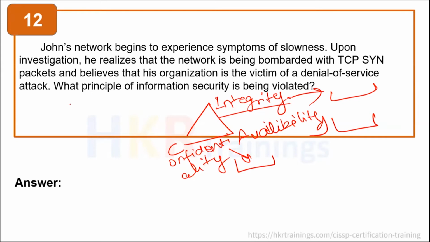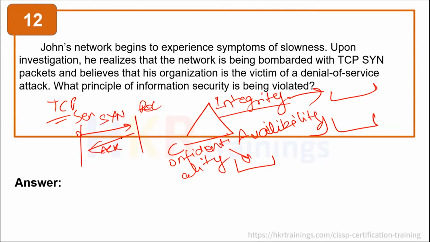So what TCP SYN is, when we open a TCP session, what happens? This is my sender, this is my receiver. Your sender sends a SYN request to the receiver. The receiver acknowledges your SYN packet and sends its SYN. And then you send a final acknowledgement to the receiver's SYN. And hence your three-way handshake completes.